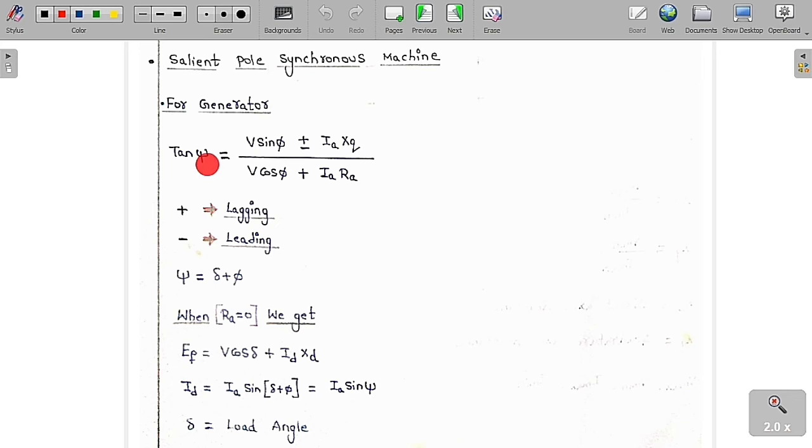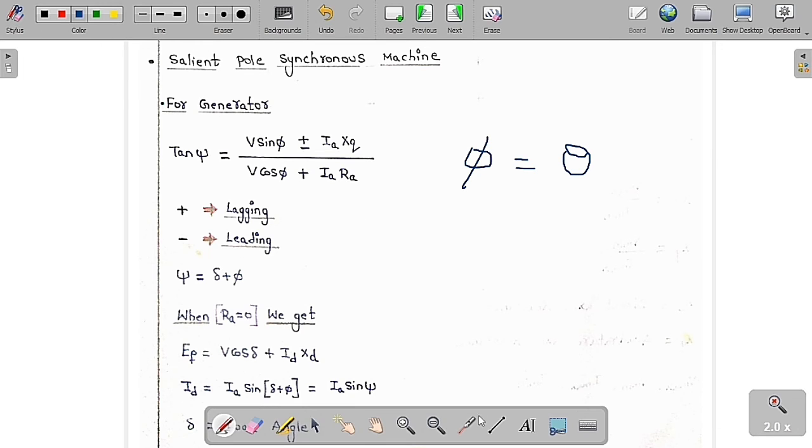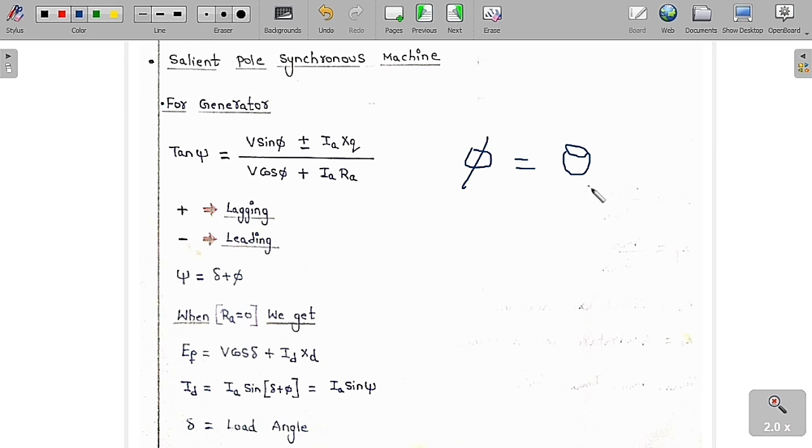I am going to call this tan psi. So tan psi is equal to V sin theta, or sin phi, plus or minus Ia into Xq, divided by V cos phi plus Ia Ra. Here phi is nothing but theta, so you can assume either phi or theta, both are the same. Phi equal to theta is the power factor angle between the terminal voltage and the armature current, that is, the phase angle between Vt and Ia. We use the plus symbol for the lagging load and minus for the leading load.